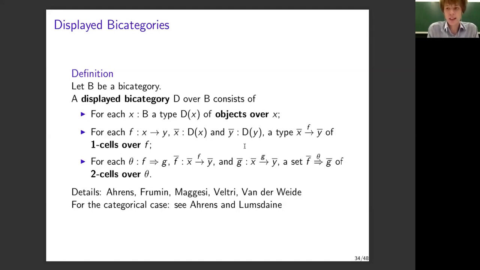The whole definition is a bit long and complicated because you need to say stuff about the associators, unitors, identity, composition. But this represents the main idea, what kind of structure you will add to the objects and to the morphisms and the two-cells. If you're interested in a full definition, you can take a look at the paper by Benedikt Ahrens and other people. And if you're interested in this for the categorical case, so displayed categories, you can look at the paper by Ahrens and Lumsdaine.